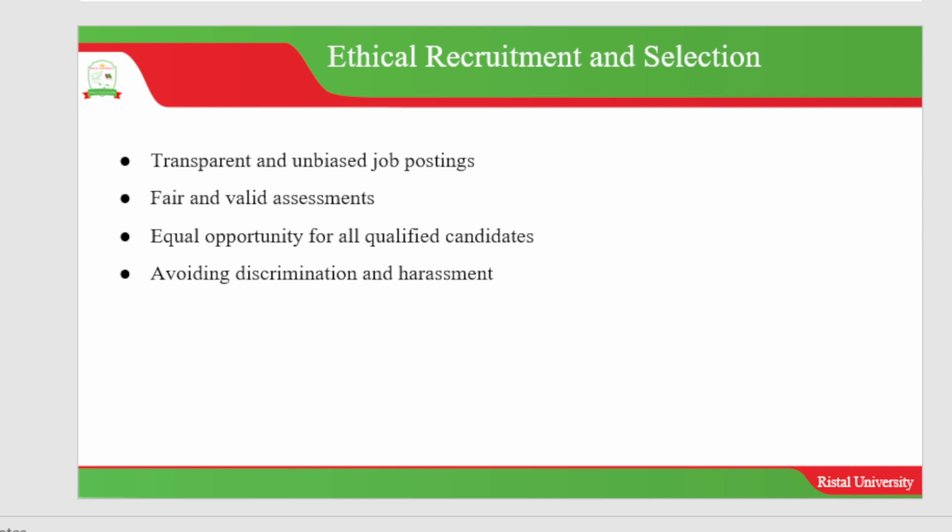The next one is a fair and valid assessment. We are talking now about the interview process. Okay, you've posted the position, people are now applying. So instead of using the same standard or uniform assessment method, but you decide to alter it.